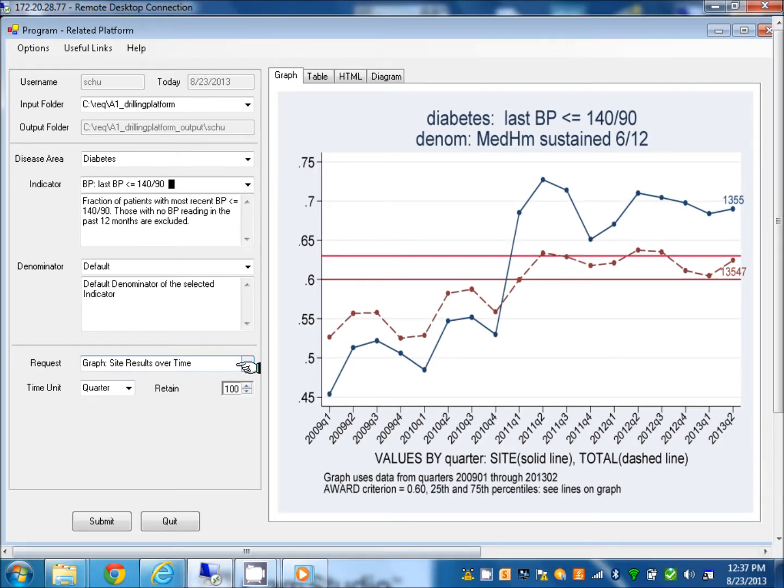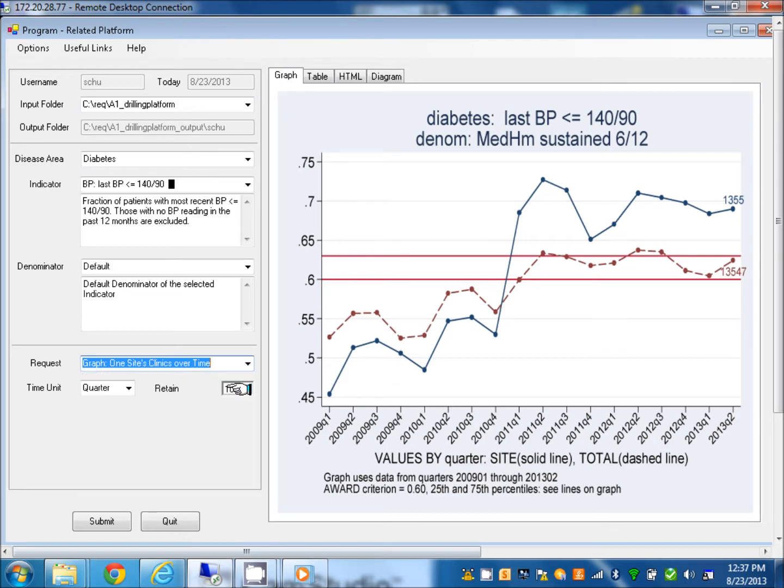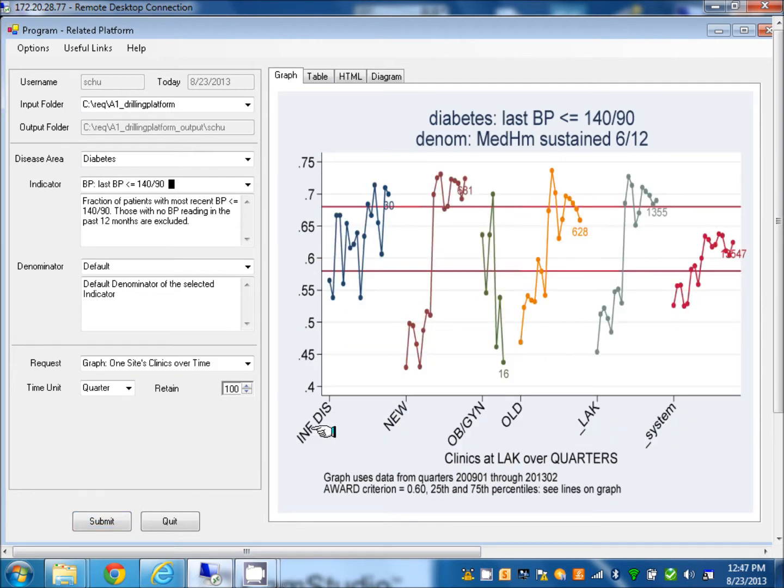You can drill down to look at the clinic results within a hospital over time. This is done by selecting one site's clinics over time option in the request drop-down box. We will keep the disease area as diabetes and the blood pressure indicator and denominator the same as the example we just looked at for the site. This graph shows results for each clinic across quarters. It also shows results for the site as a whole and for the system.